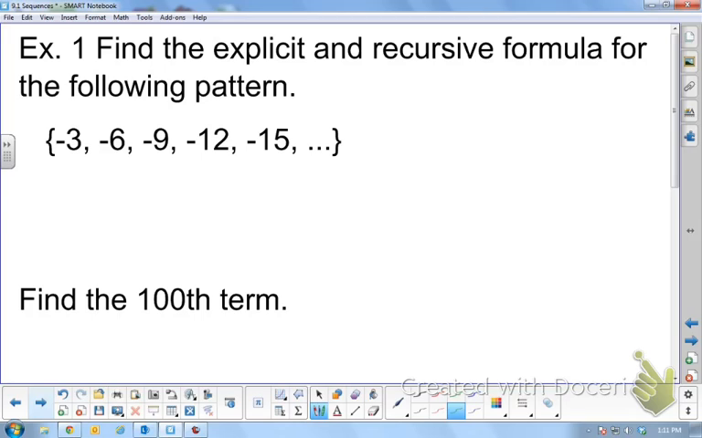Okay, so I'm going to have you guys try this, though, instead of doing an example together first, because it's fairly straightforward. Okay, so our explicit formula, most of you guys got pretty easily. Explicit formula would be a sub n equals negative 3 times n, technically plus 0, but you guys know we don't really need that. The recursive formula needs both the a sub n plus 1 and the a sub n in it to have context.